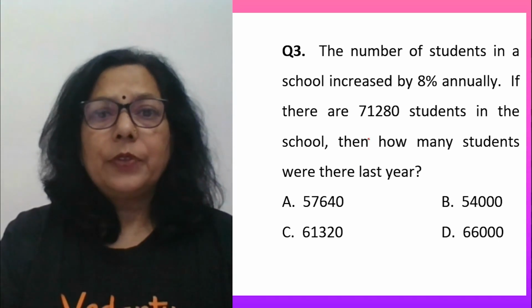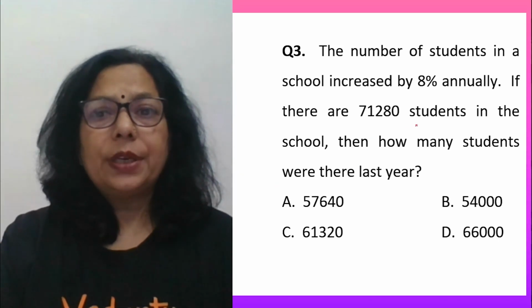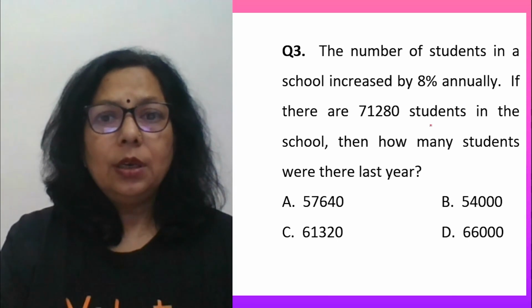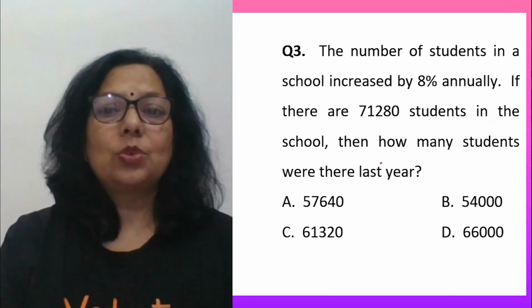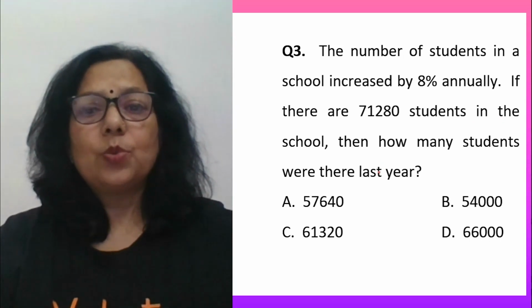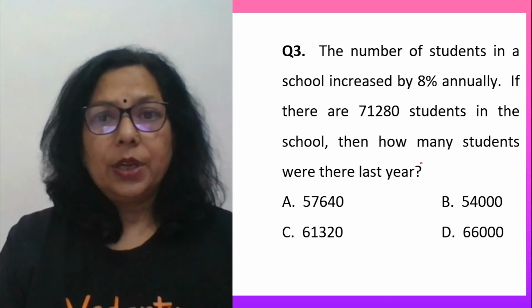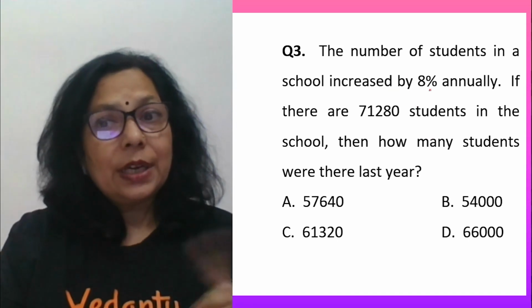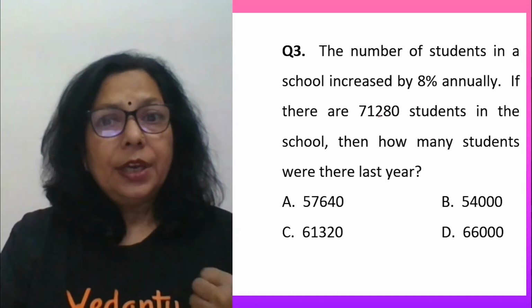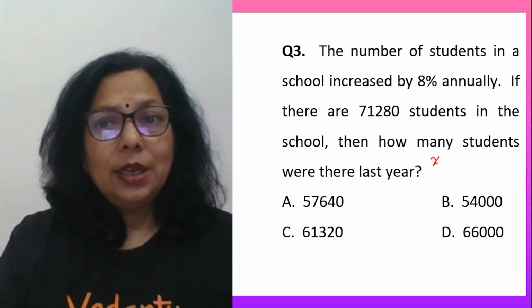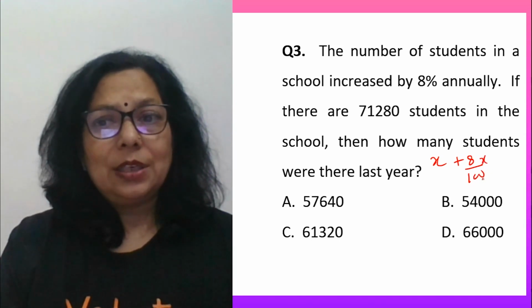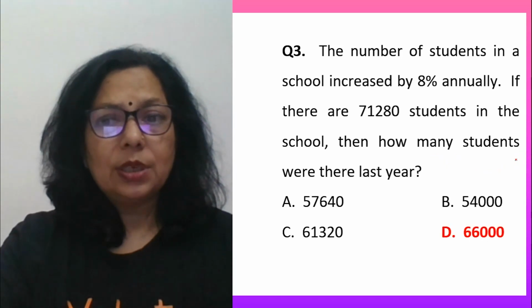Next question. The number of students in a school increased by 8% annually. If there are 71280 students in the school, then how many students were there last year? The number of students increased by 8%. If there are this many in school now, that means earlier it was x, 8 upon 100 x increase, and this total amounts to 71280 students in the school.